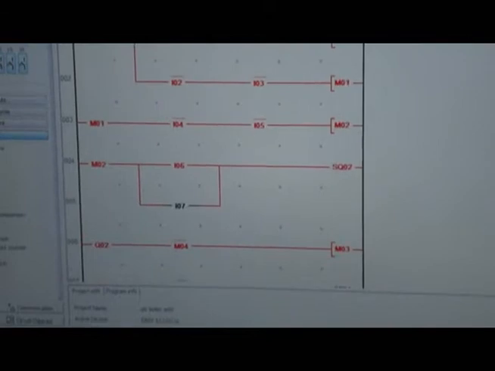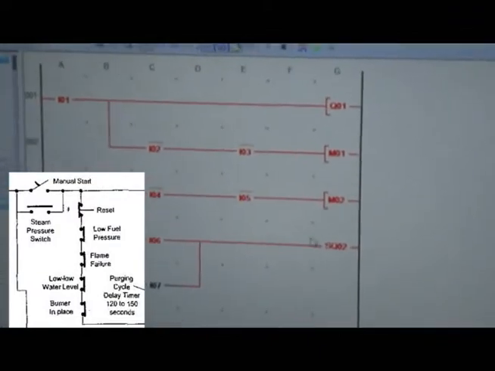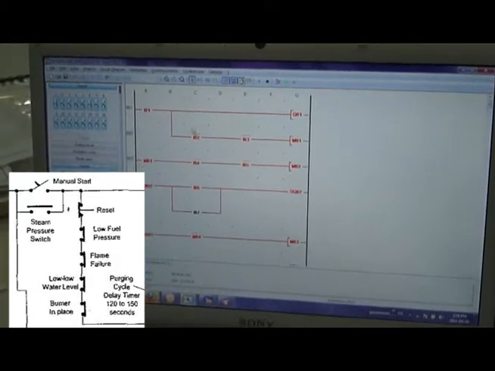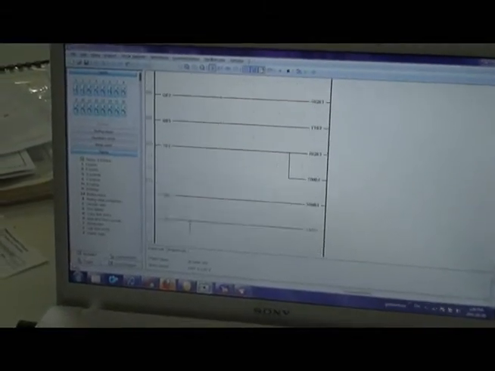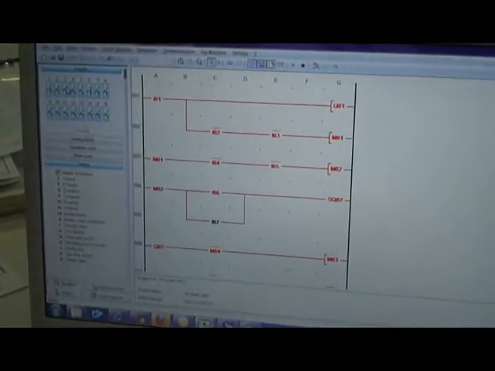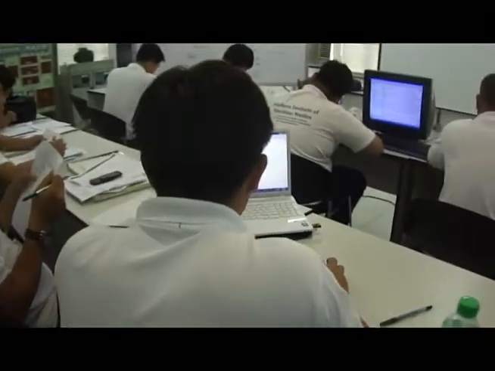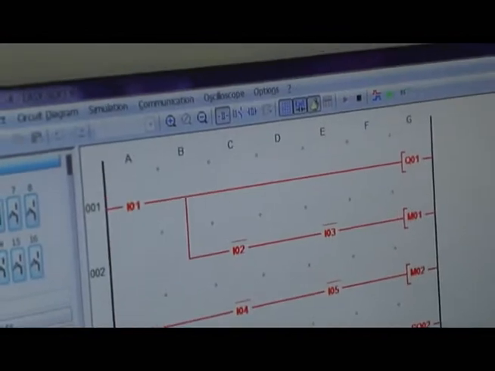If any failure occurs, any of these cut-off switches will be energized and the supply of the forced draft fan will cut off. Pressing I2 will cut off the forced draft fan and also the ignition, and then reset I2. I3, for low oil pressure, will also trigger a cut off of the supply. Same with I4, our flame failure, and so on with the low water level, I5.